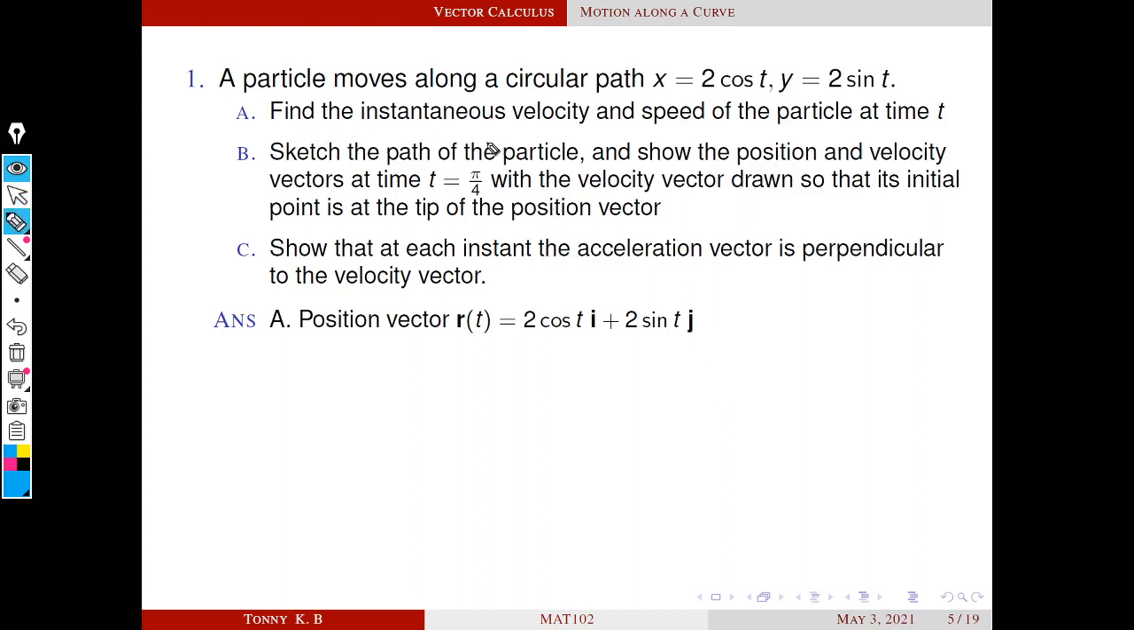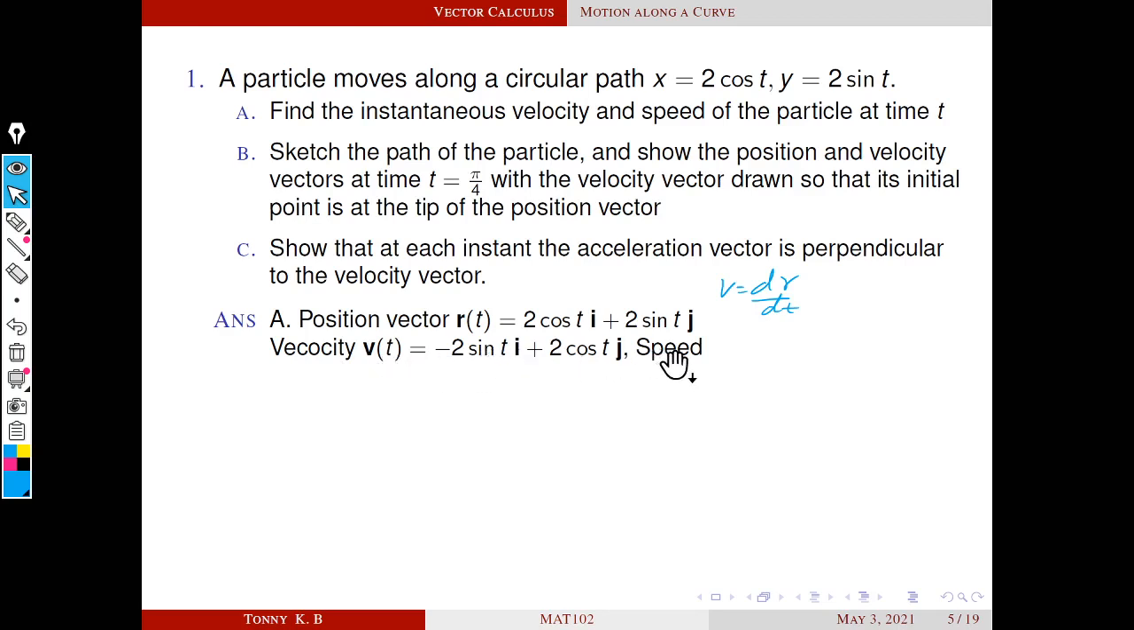The first question is we have to find the velocity and speed of the particle at a particular time t. So how to find the velocity? To find velocity, we have to differentiate this r of t with respect to time. So what is dr by dt? To differentiate this with respect to t, the first term becomes minus 2 sin t and this becomes 2 cos t. So velocity vector v of t is equal to minus 2 sin t i plus 2 cos t j. If you substitute a particular time, you get the velocity vector of that particular time.